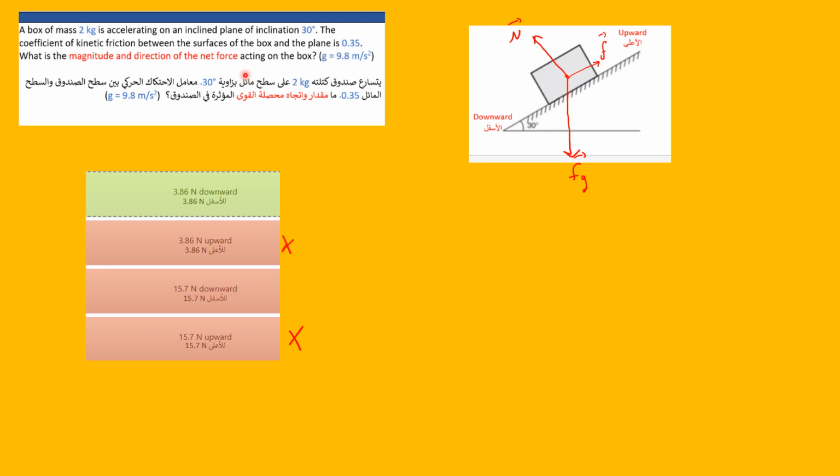So you can say here that the mass of the body is only 2 kilograms and force of friction exists. So the force that is making the body move downward is very small because force of friction exists and also there is an angle. So of course it's not 15.7 Newton because it's a big number. So it's only 3.86 Newton downward.